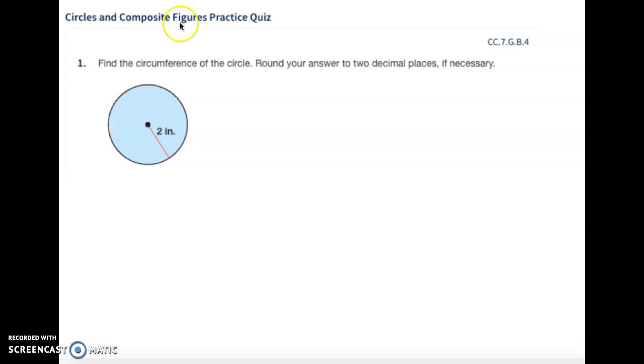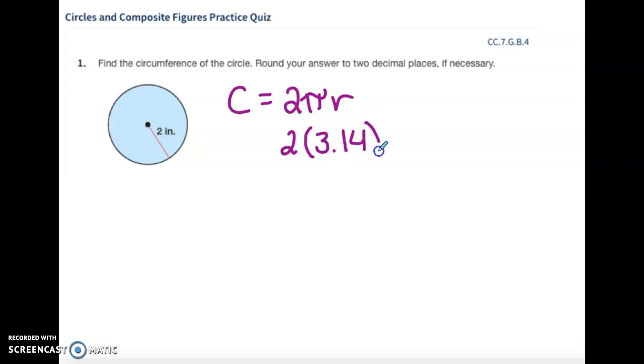Number one, we are finding the circumference of a circle. So if we look at what's given in the circle, we are given this 2 inches, which only goes halfway through, so that's radius. So for circumference, we're going to use C equals 2 pi r. So 2 times 3.14 times the radius, which is 2, is 12.56 inches. And that's already rounded to 2 decimal places, so 12.56 inches is the final answer.